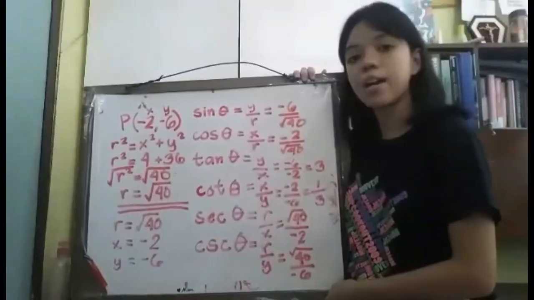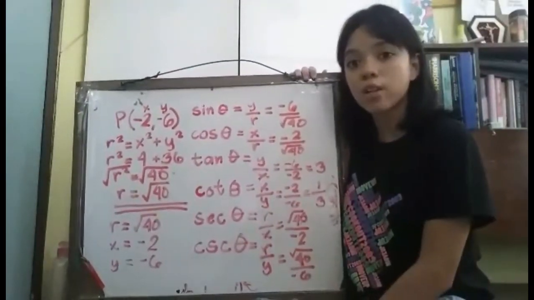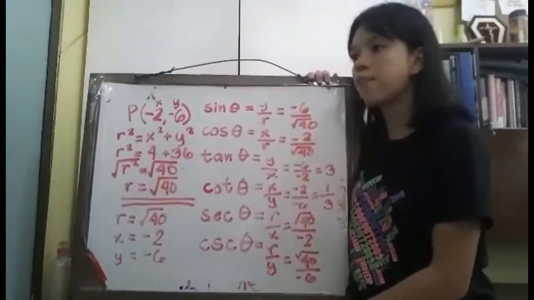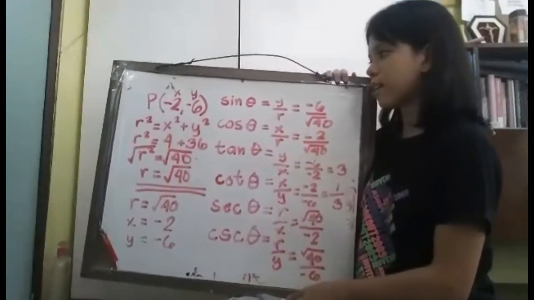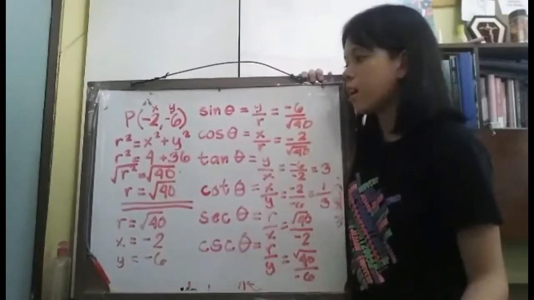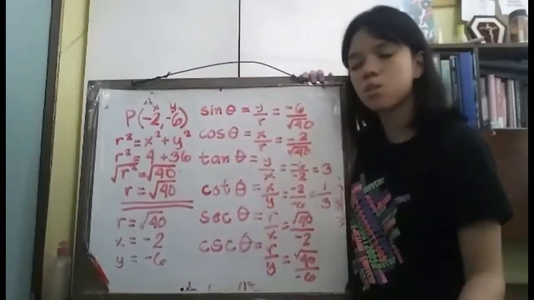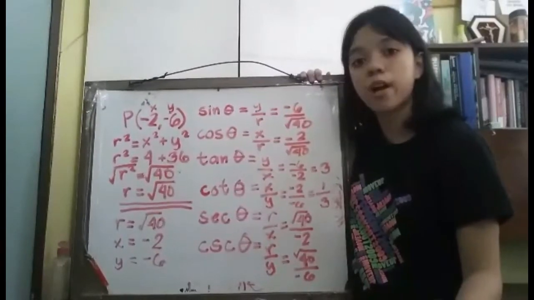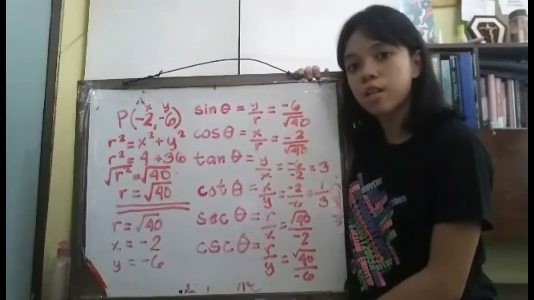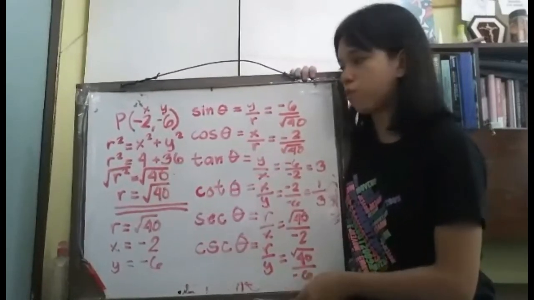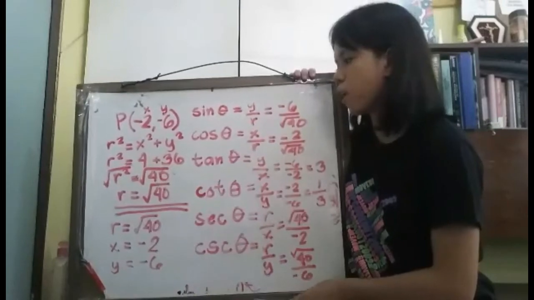Hello everyone, I am Margaret Manuel, and today we're going to discuss the 6 trigonometric functions. So we have here the given point, (-2, -6). We need to find first the radius, so we use the Pythagorean theorem, which is c squared equals a squared plus b squared. But since we are looking for the radius, we use the alternative version of it. So r squared equals x squared plus y squared.